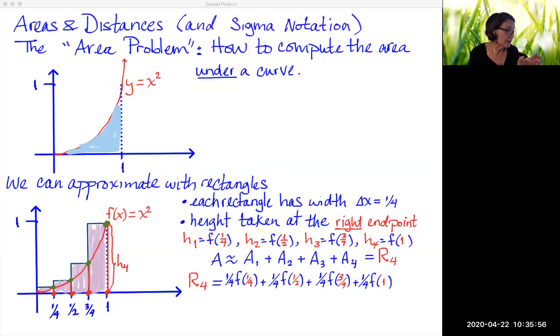So the first rectangle has width 1/4 and height f of 1/4. The second rectangle has width 1/4 and height f of 1/2, because that's the right endpoint of that subinterval. The third rectangle, width 1/4, height f of 3/4. And then the last rectangle is width 1/4 and height f of 1. So each rectangle has a different height, and it is at the y-coordinate of the point where the rectangle hits the graph.